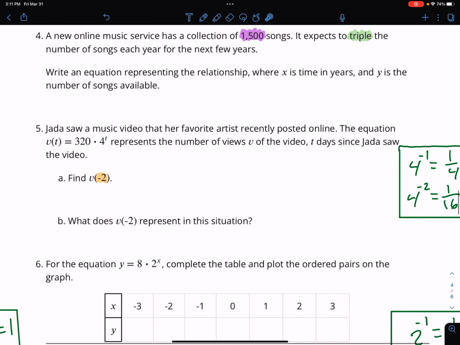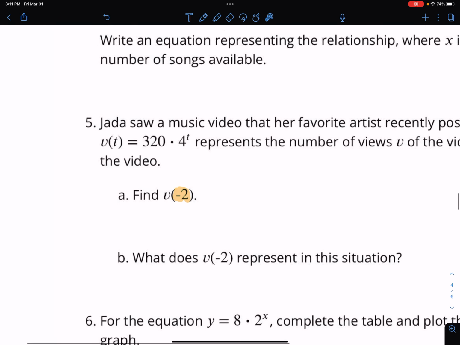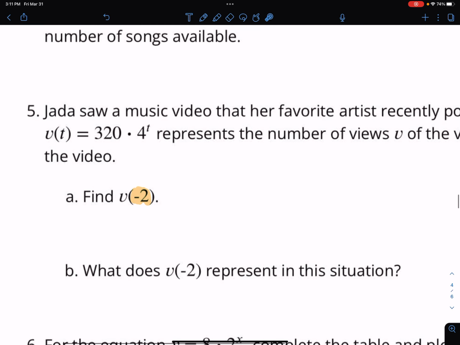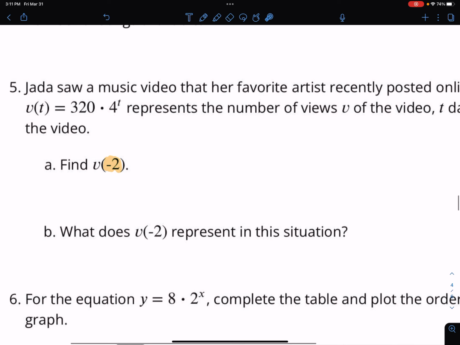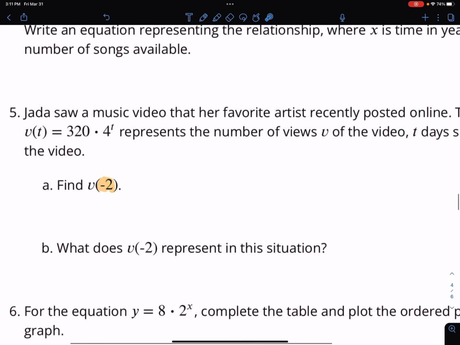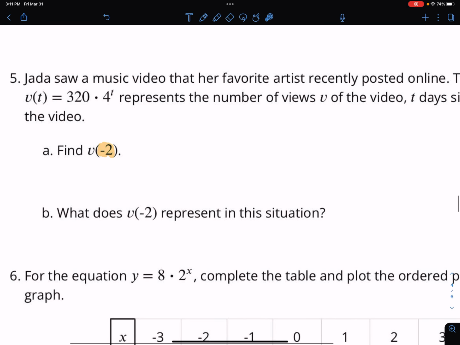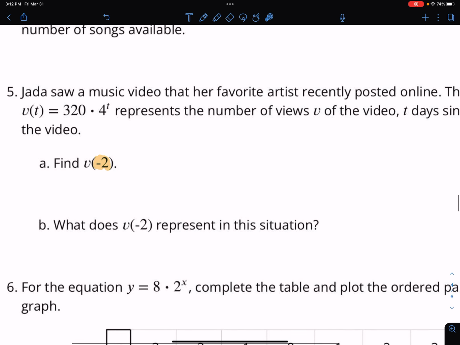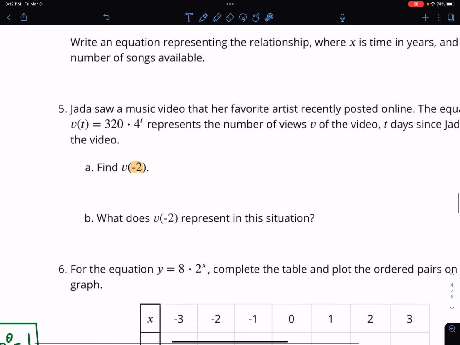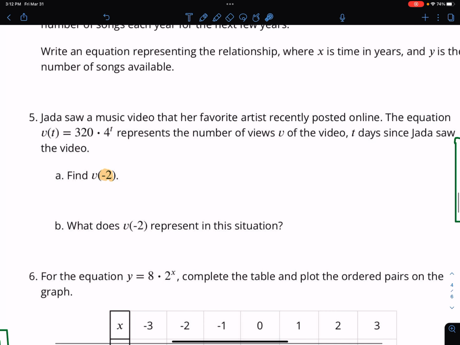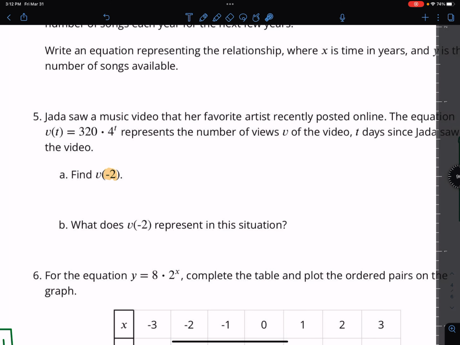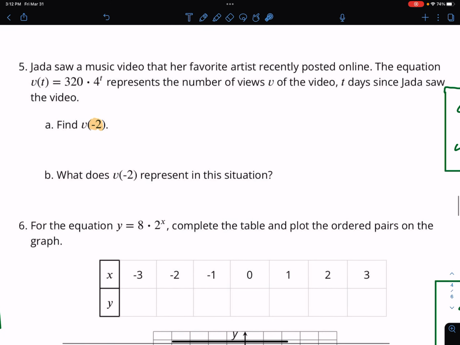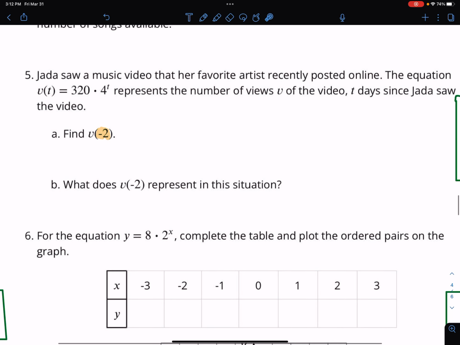And then they ask us, what is V of -2? Well, let's think about what V of -2 represents. I'm going to answer part B first here. If this was V of 2, that'd be 2 days after Jada had seen the video. But this says V of -2, so we're going backwards. This means the number of views 2 days before Jada saw the video.